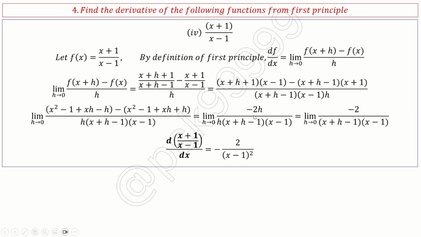What you will get is minus 2h divided by h into (x plus h minus 1) into (x minus 1). Now you substitute h equal to 0. Or first thing is you can cancel h and h here. Okay, so this is the remaining term. Now you substitute h equal to 0. What you will get is minus 2 by, okay, this is 0, (x minus 1) whole square. Correct? So minus 2 by (x minus 1) whole square.